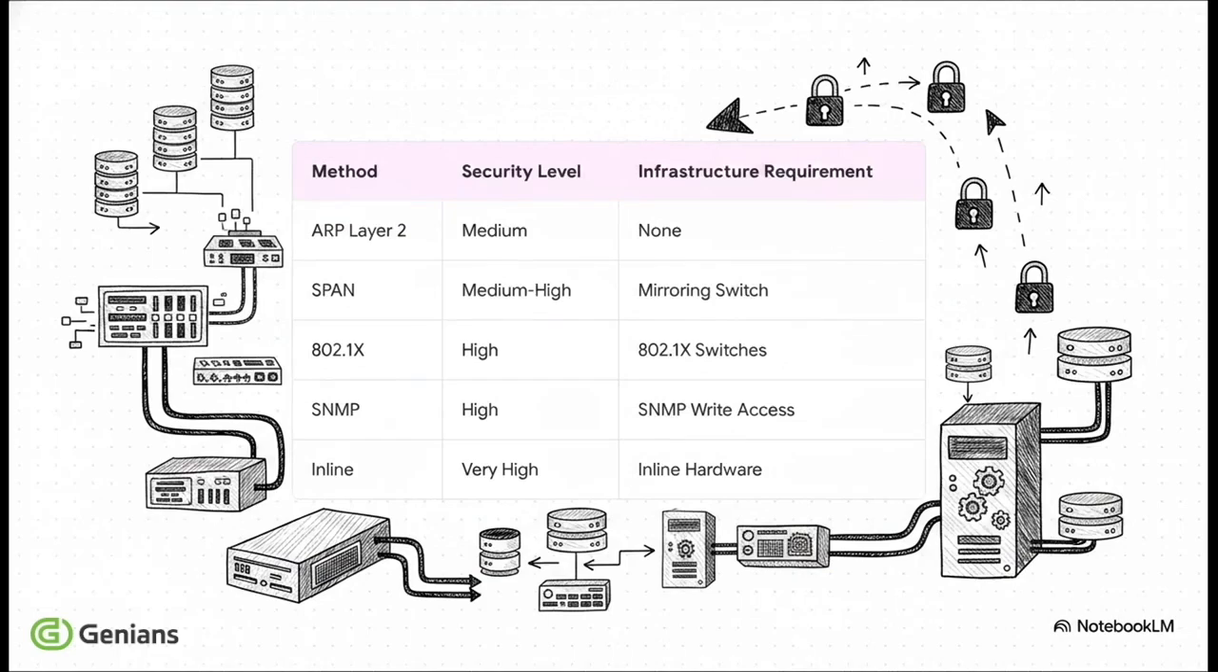This table shows a direct relationship between the security level of a given method and the infrastructure it requires. For example, ARP Layer 2 control is listed here with a medium security level and no infrastructure requirement. On the other end, inline filtering is listed as having a very high security level with an inline hardware placement requirement.